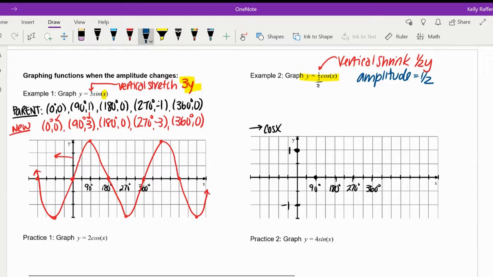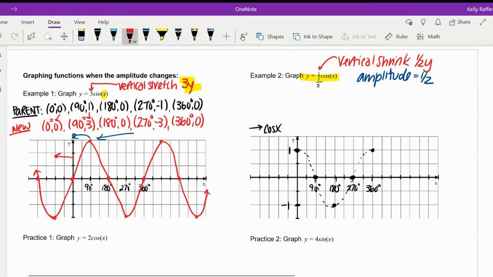So cosine is essentially just pushing your sine over. So you got the mountain starting. So after I'm at the midline, I'm going down to the bottom, back to the midline, finish at the top. So I'll do this as a dotted line. That would be our parent function. This is just plain old cosine.